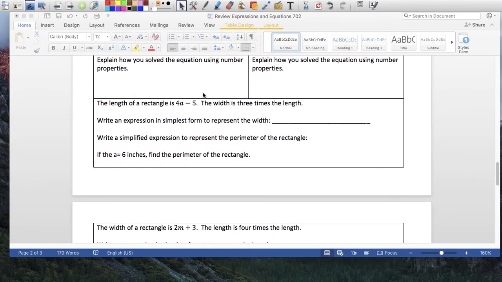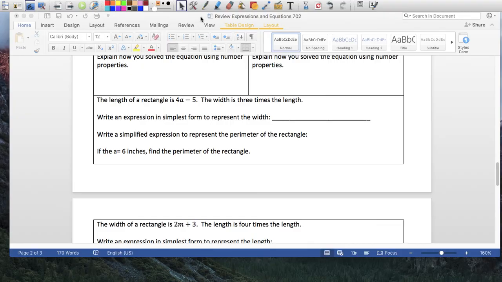The length of a rectangle. So again, we did this in class, but I'm going to do it again because it's not too difficult. Anyway, draw yourself a rectangle. So here's the length, 4a minus 5. They tell you that the width is 3 times the length.